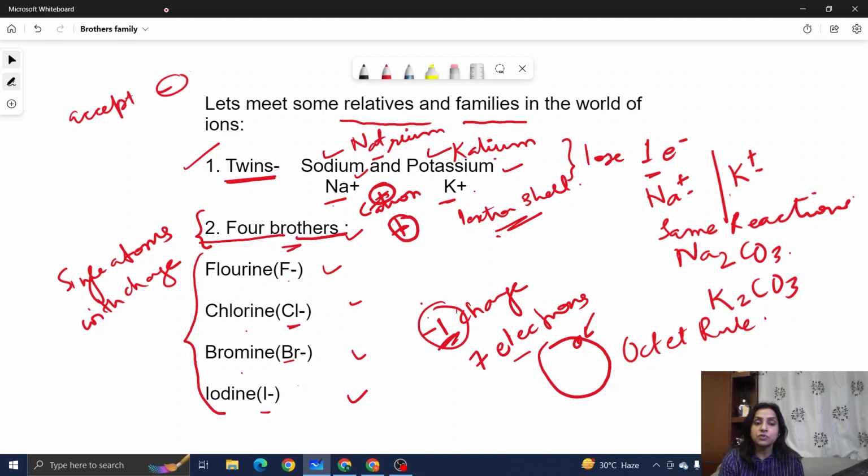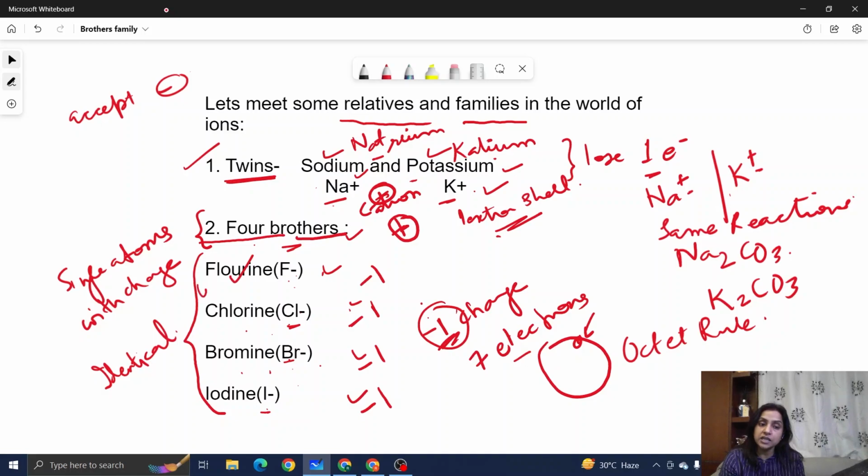So four brothers: fluorine, chlorine, bromine, iodine, symbols F, Cl, Br, and I, all of them carrying a charge of minus one. Okay, these are four brothers. Twins had plus one charge, and four brothers had minus one charge. Twins were sodium and potassium, and four brothers are fluorine, chlorine, bromine, iodine. Again, they give quite identical reactions, other than a few exceptions.